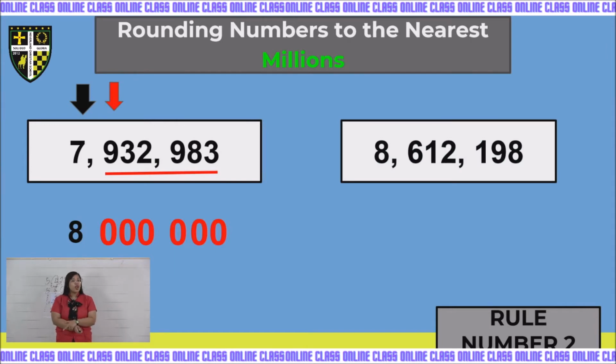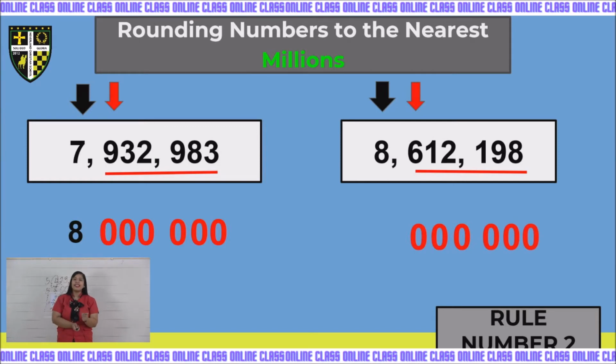Last example is 8,612,198. The digit in the millions place here is 8. Very good, kids. So we will now look at the digit on the right side, which is 6. And 6 is greater than 5. So meaning we will add 1 to 8 and 6 will drop into zeros. And all the digits at the right side will be zeros.